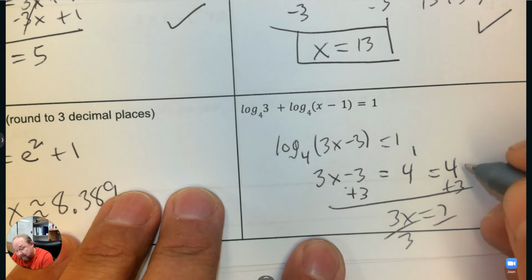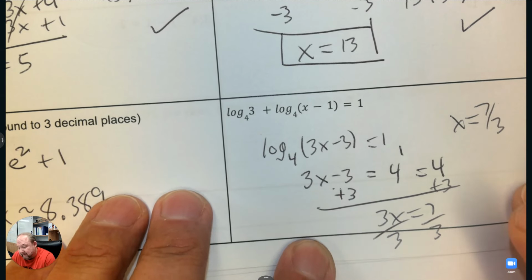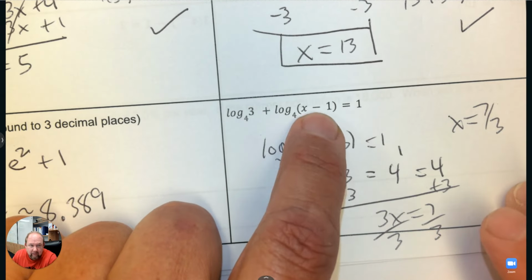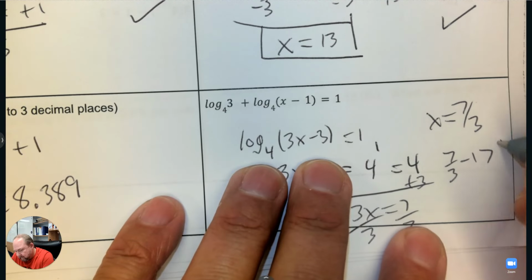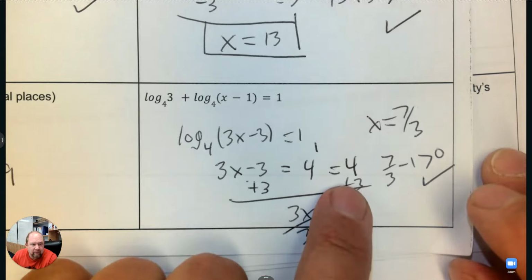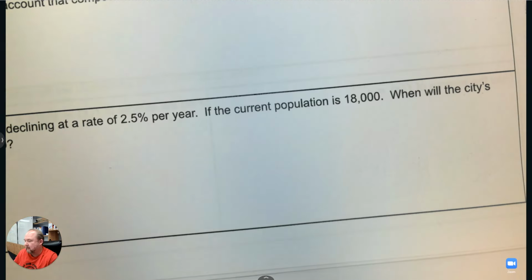Add 3, which is 7. Divide by 3, and you get the answer 7 over 3. 7 over 3, take away 1, is greater than 0. So that works. 7 over 3, right? It's bigger than 2. Take away 1. We know it's a positive value. All right.